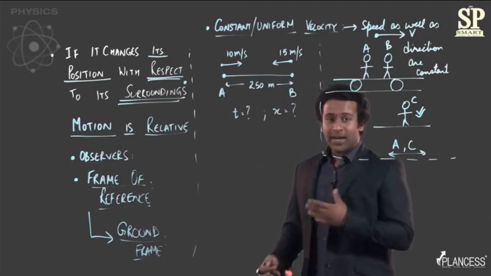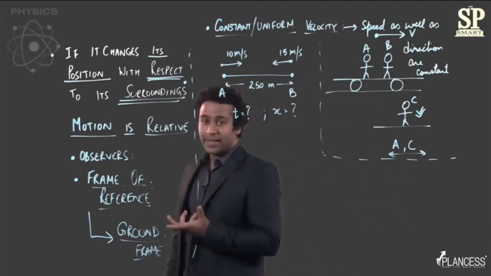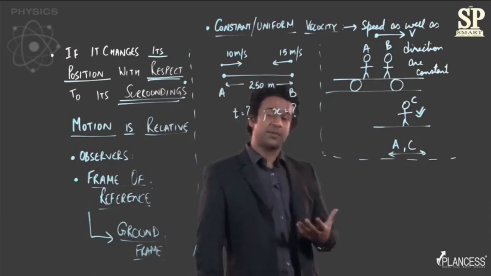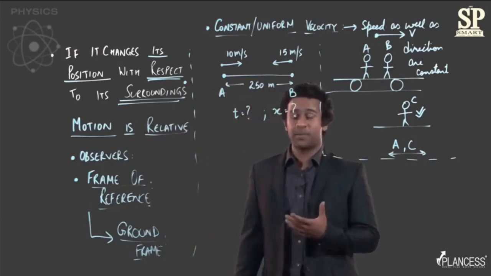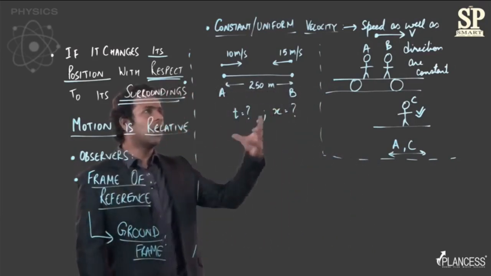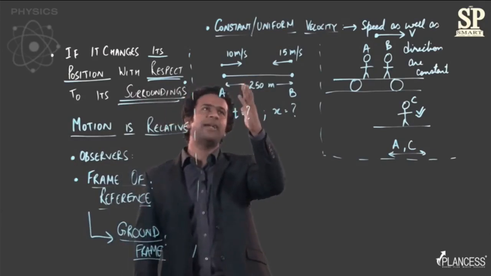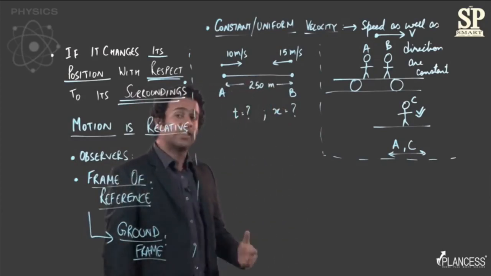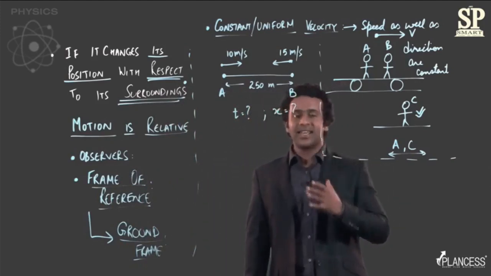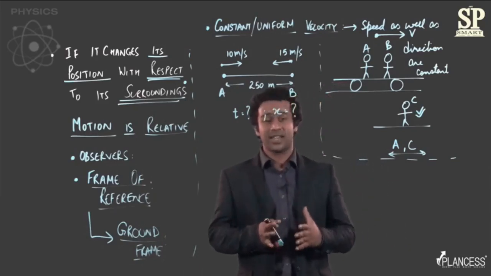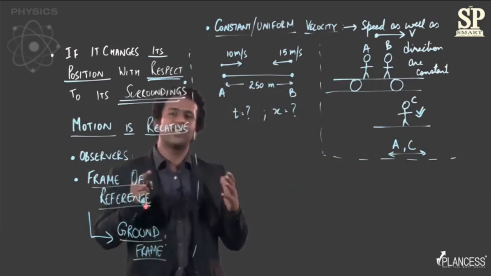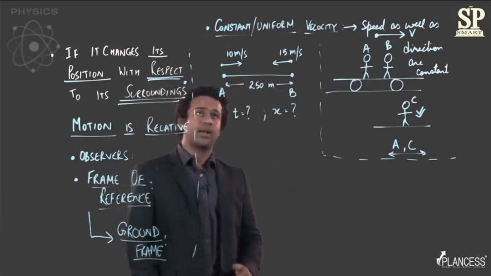So, to analyze this motion, let's first of all think about the observers, because we just understood that the description of motion is incomplete till you specify the observer, right? Looking at the problem, we are given two velocities, 10 meters per second and 15 meters per second, without specifying whose observation these are. So in such cases, we say that these observations are with respect to the ground frame. That is the frame that we are assuming to be stationary, right?